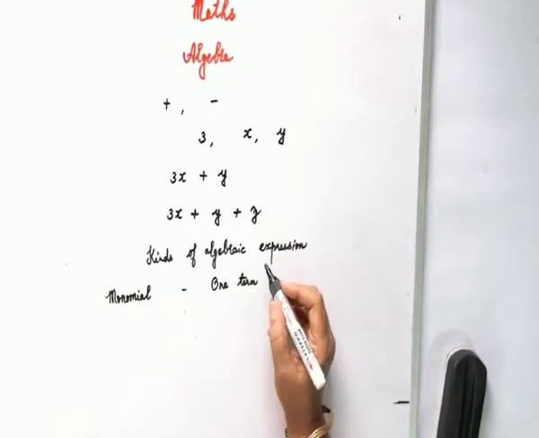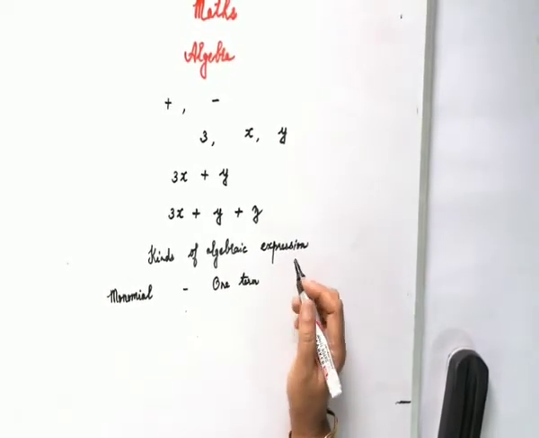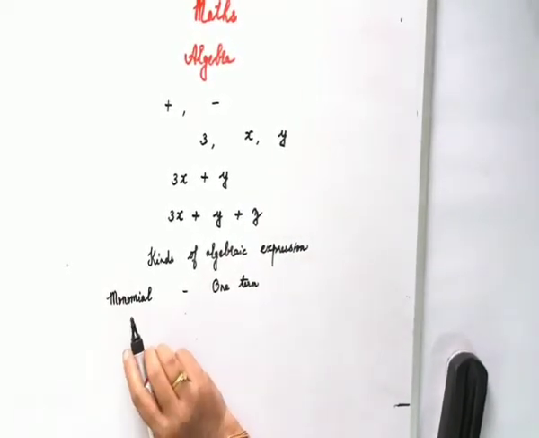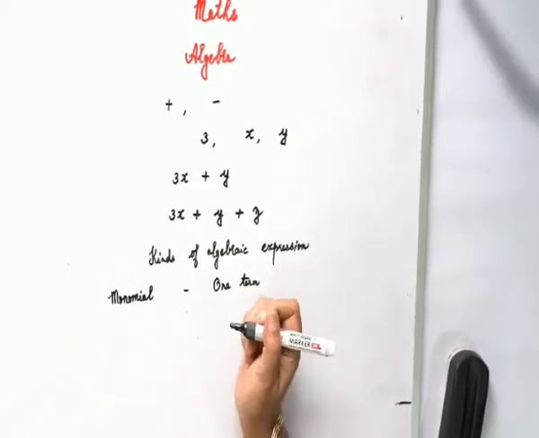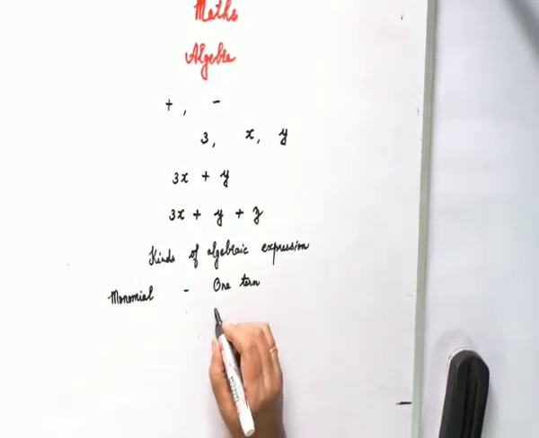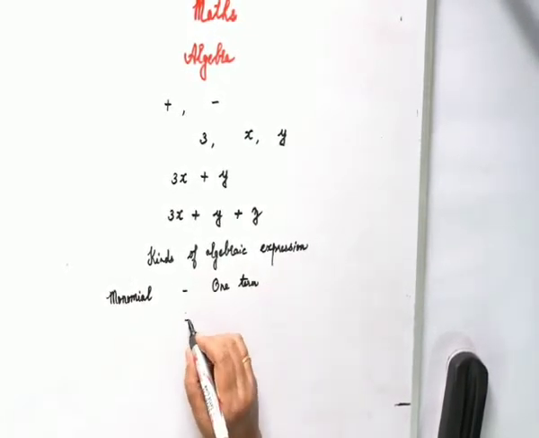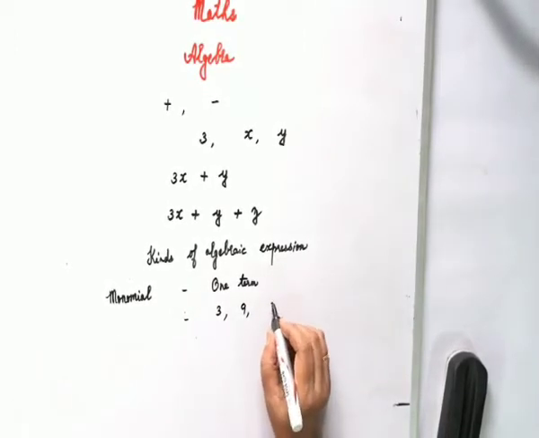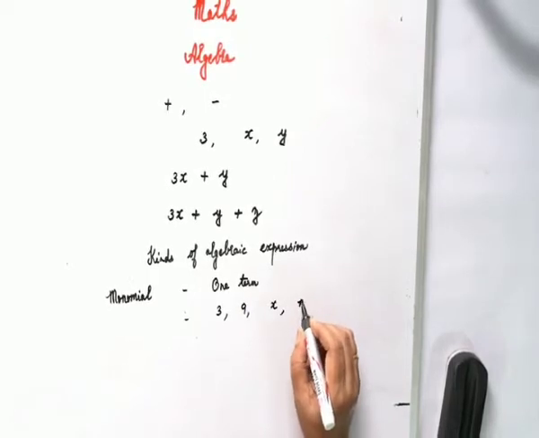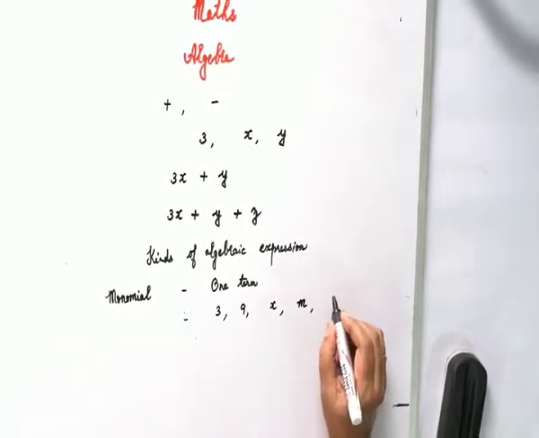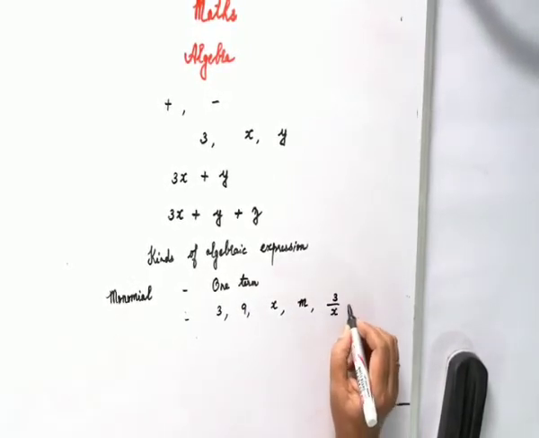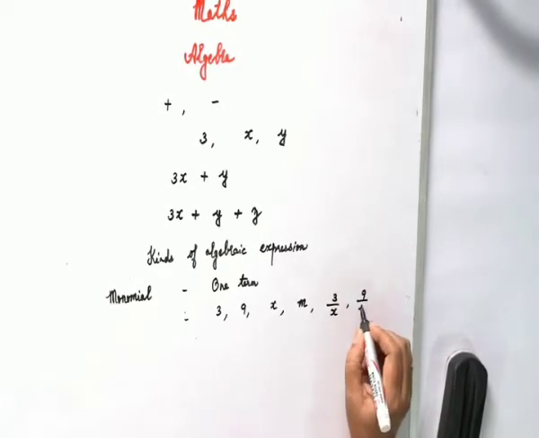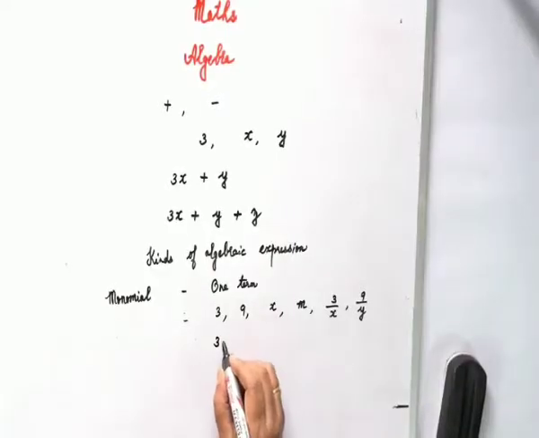Kinds of algebraic expression. If an expression contains one term, it's called monomial. Let me give some examples. 3, 9, x, m, 3 by x, 9 by y, 3x, 9y.